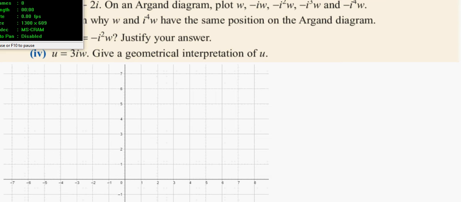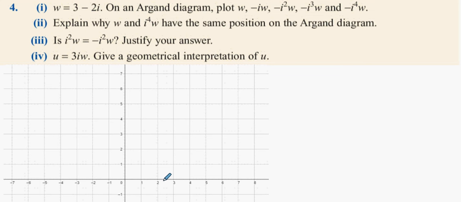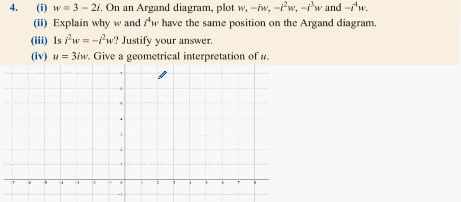Okay, so what we have here, guys, is, first of all, plot W, no bother. W is 3 minus 2i. So 3 minus 2i is here. That is W. Okay. Next thing we're going to do is multiply minus i by W.